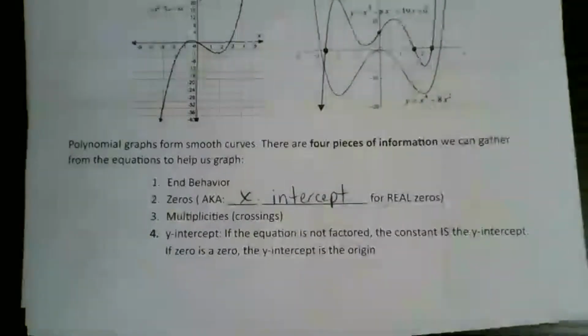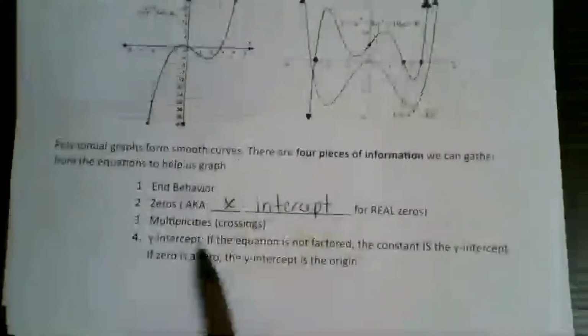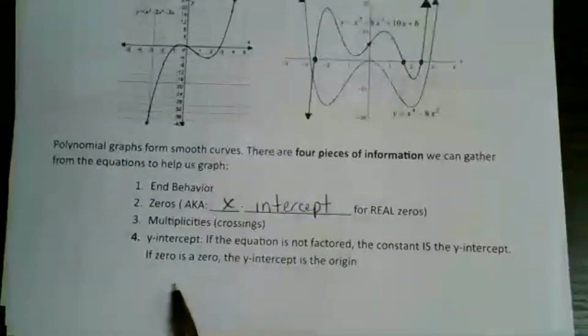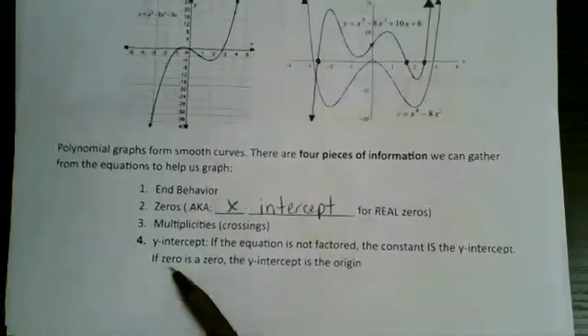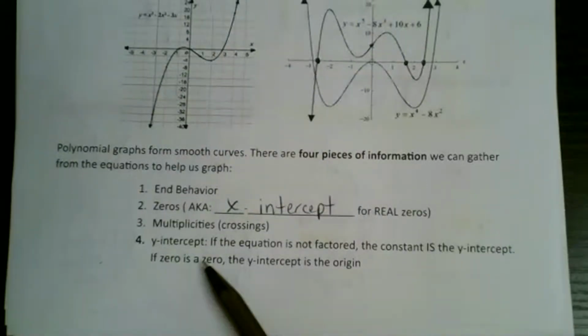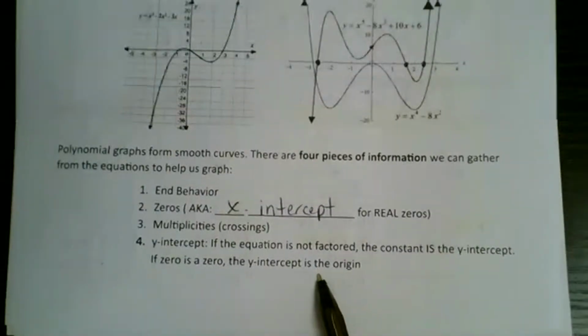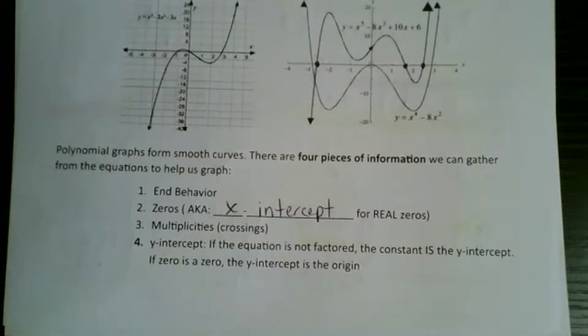Multiplicity of 2, what's it going to do when it gets there? Boing. What's it going to do with multiplicity of 3? Slow down and then kind of flatten out as it crosses. Okay. And then finally, the 4th one, if the equation is not factored, look at the constant, which is the y-intercept. It's also important to know if 0 is a zero, you are crossing at the origin. That means there is no constant there.